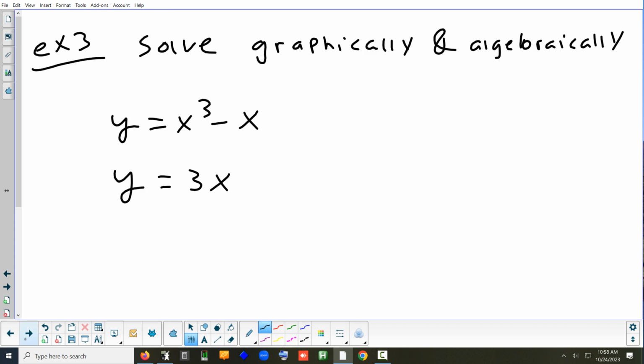That's that one. And let's just do this one algebraically. Okay, we've done it graphically. Graphically, it's already set up for you. Just put the top one in y1, the bottom one in y2, and see where they cross. But let's try it algebraically.